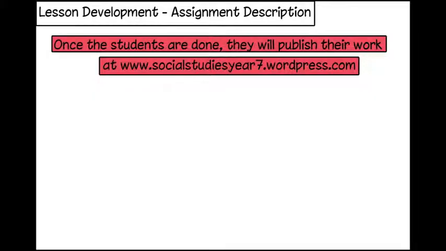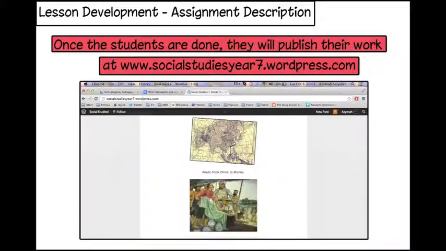Once the students are done, they will publish their work at the WordPress blog stated. The teacher has already invited them through email as writers for the blog before the lesson is carried out. This is a sample shown to the students as a guide for their work.